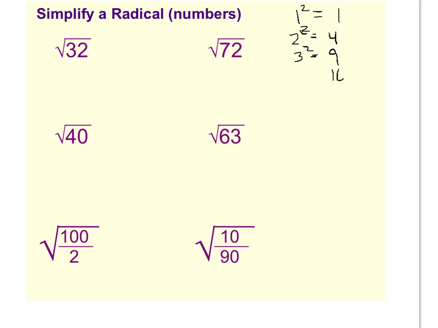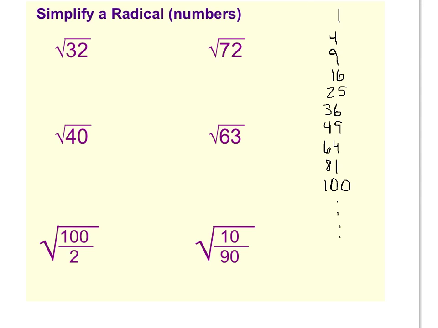4 squared is 16, 5 squared is 25, 6 squared is 36, 7 squared is 49, 8 squared is 81, nope, so I've skipped 64, there's my eraser. 8 squared is 64, 9 squared is 81, 10 squared is 100. And basically, this list continues. We can continue this forever. So, I'll go ahead and get rid of this.